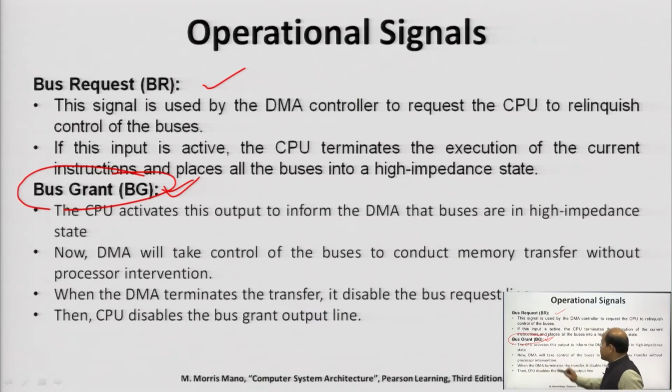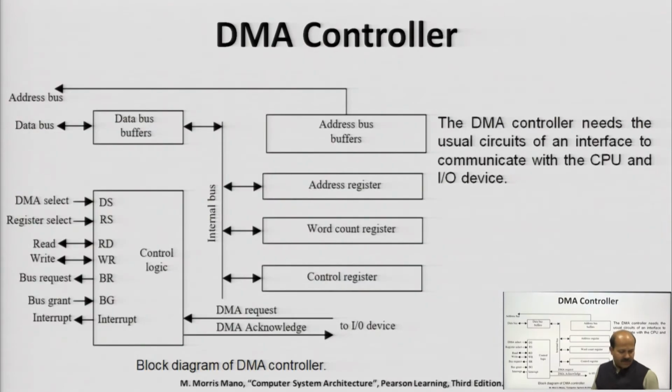When the DMA terminates or the transfer operation is over, it disables the bus request line, because the data transfer between the IO device and memory is over. This signal goes down by the DMA controller. Immediately after that, the bus grant signal is disabled by the CPU. So, this is again a type of handshaking protocol, or handshaking mode of asynchronous data transfer. This way both the devices are properly informed. These two important signals are used in DMA transfer.